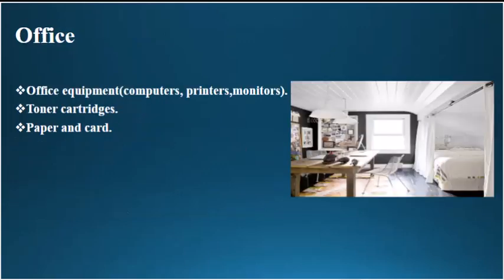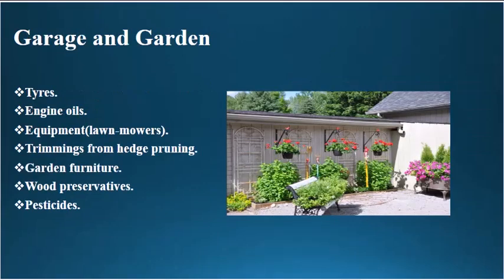Office. This is a list of office supplies, which include office equipment such as computers, printers and monitors, toner cartridges, and paper and card. This is a list of items commonly found in a garage and garden. They include tires for vehicles or other equipment, engine oils, lubricating oils for engines, equipment, lawnmowers, tools and machinery for gardening, such as lawn mowers, trimmings from hedge pruning, cuttings from hedges and bushes, garden furniture, seating, tables, and other items for outdoor use, wood preservatives, chemicals to protect wood from rot and decay, pesticides, chemicals to control insects, weeds, and other pests.